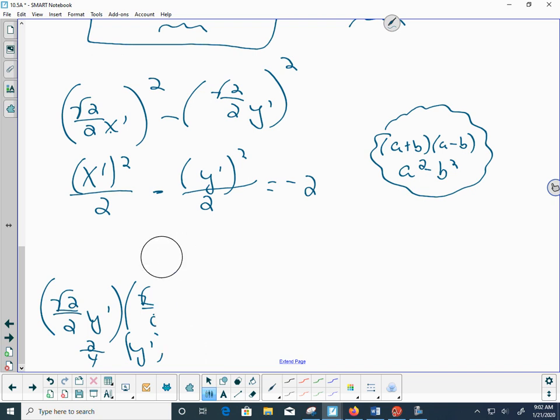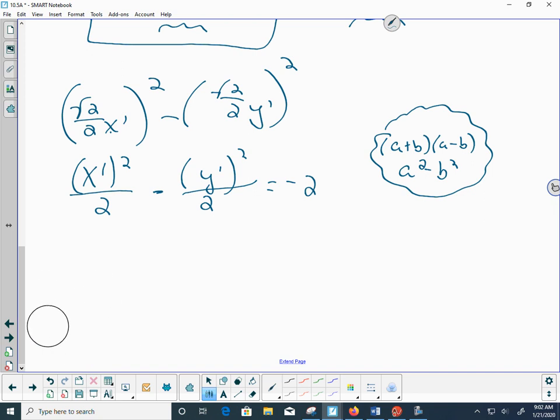So I simplify these 2 halves to 1 half. It kind of looks like a conic, yes? I have something squared and something squared. I have a minus sign, which tells me it's what kind of shape? It's a hyperbola. But I should set it equal to what? 1. So in order to set it equal to 1, what am I going to divide by? -2. So I have to divide everything by -2.